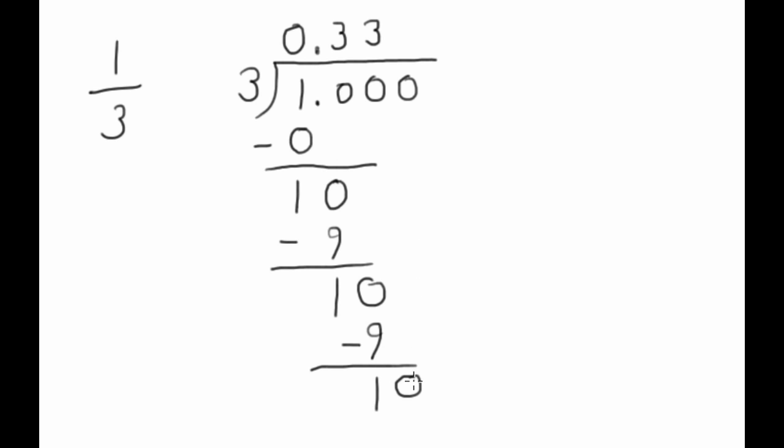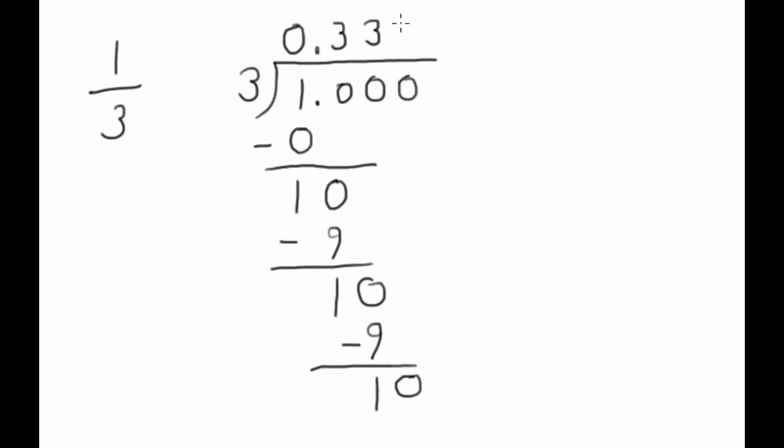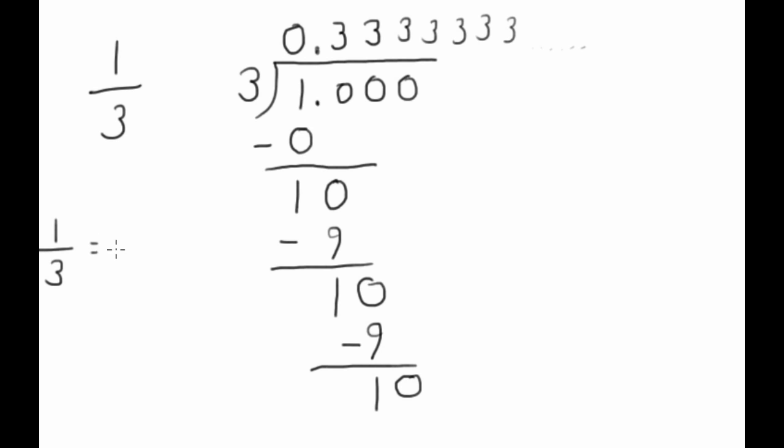Wait a minute. This is looking familiar. As soon as you see a repeating pattern, stop. We're going to keep on getting 3s. If we kept on doing this, we'd get 3s and 3s and 3s. And so that's what 1/3 is equal to: 0.333, and we'll use a little dot, dot, dot to indicate that that's going to keep on going forever.